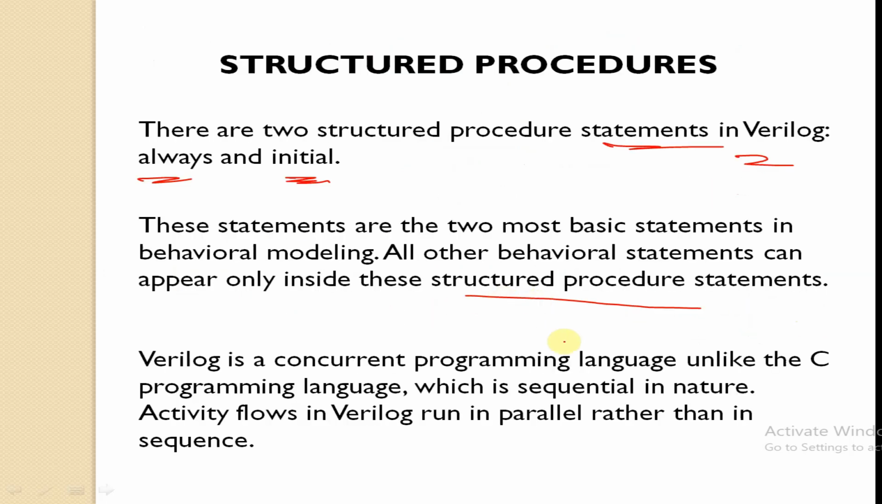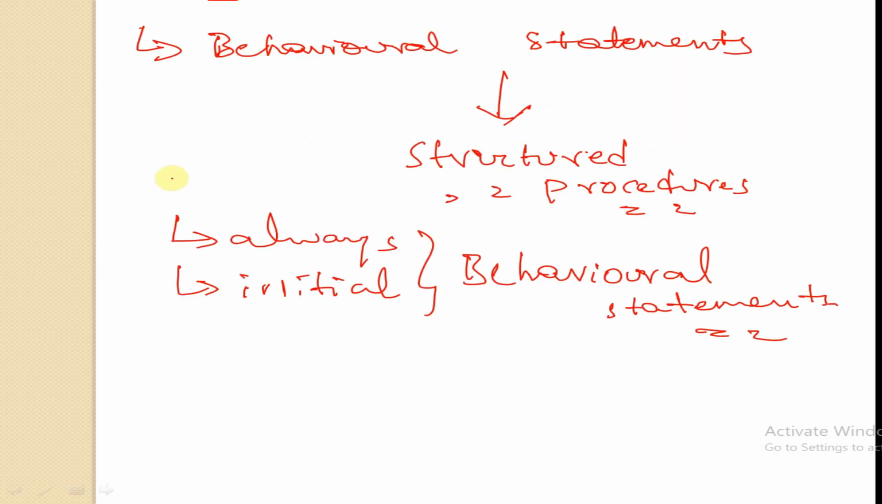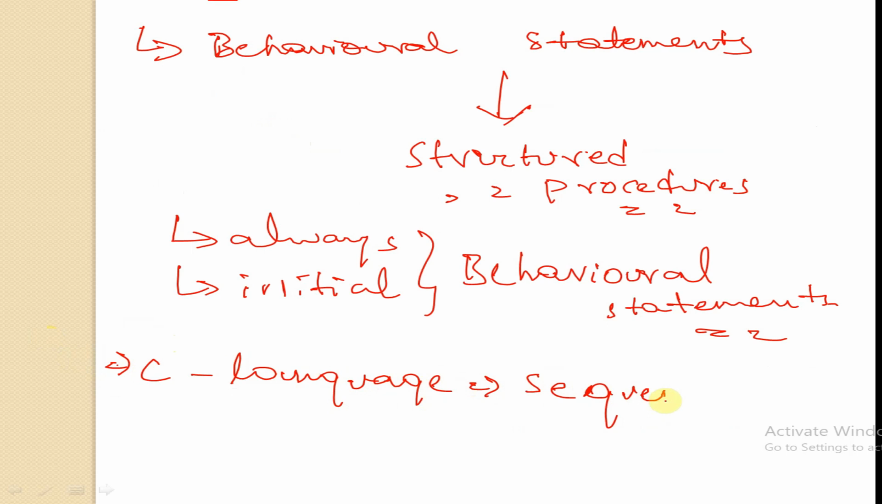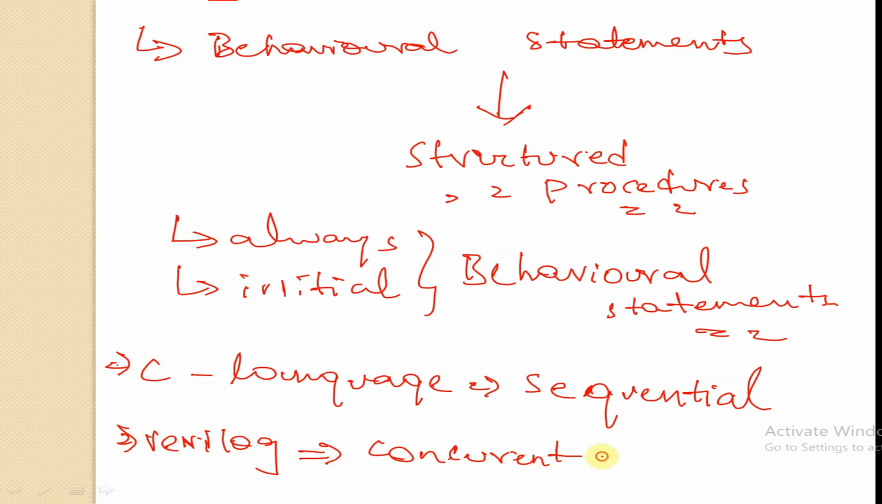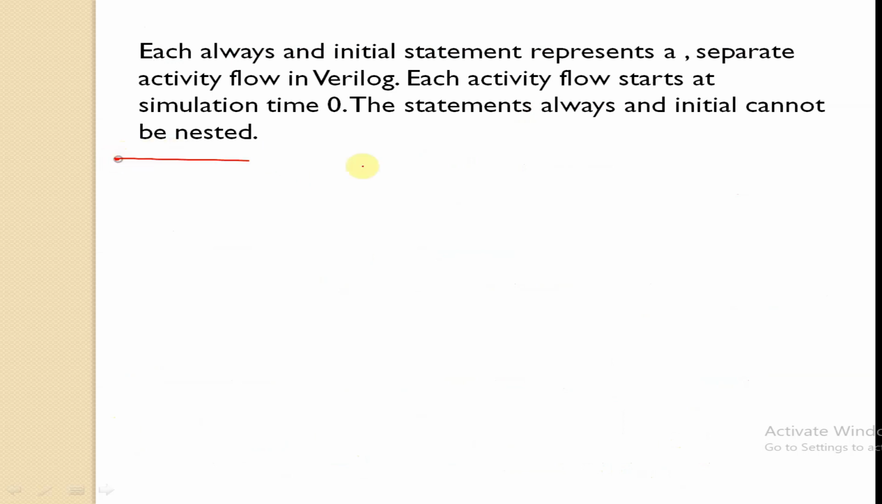So Verilog is a concurrent programming language, unlike the C programming language, which is sequential in nature. Activity flows in Verilog run in parallel rather than in sequence. If we see the C language, it is sequential in nature, whereas Verilog is concurrent in nature. Let us understand the difference between sequential and concurrent.